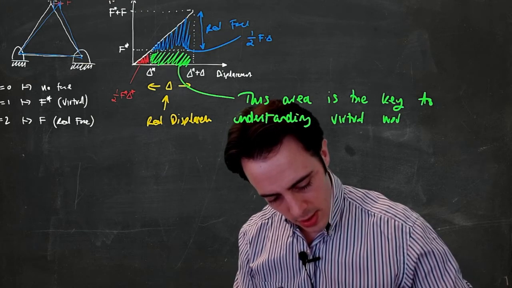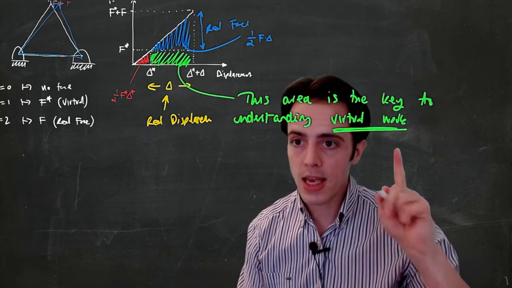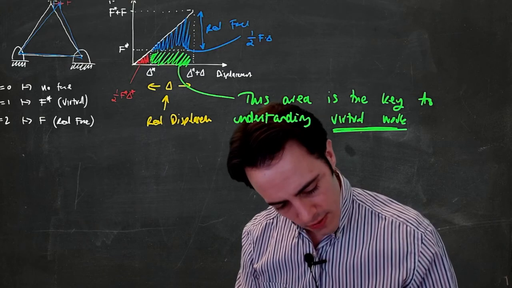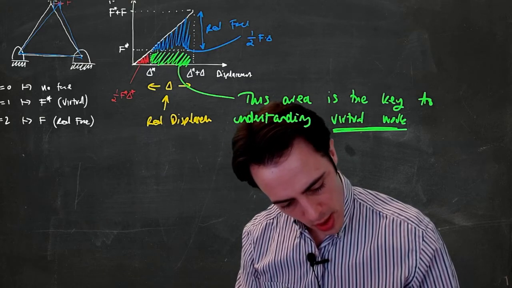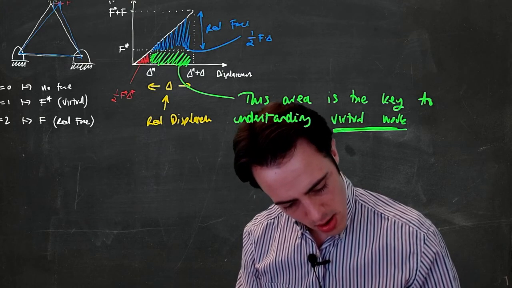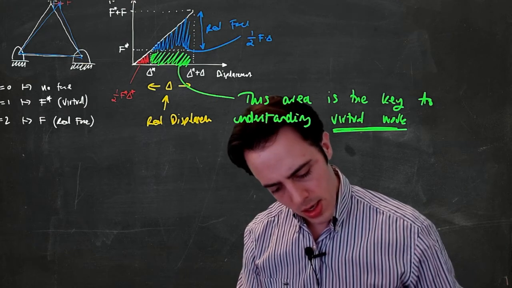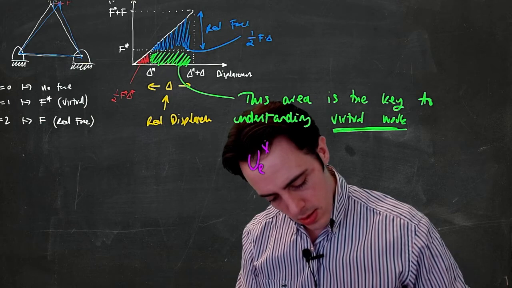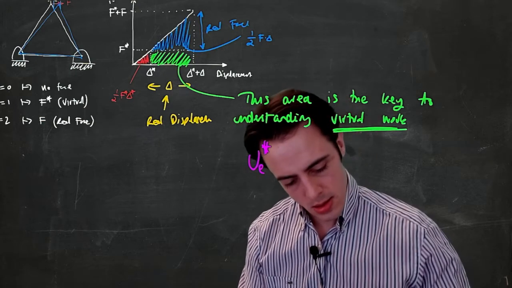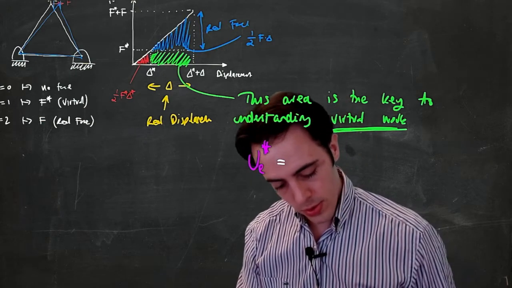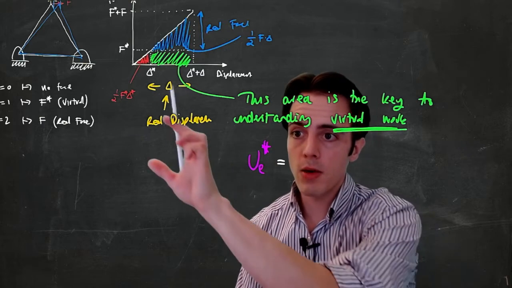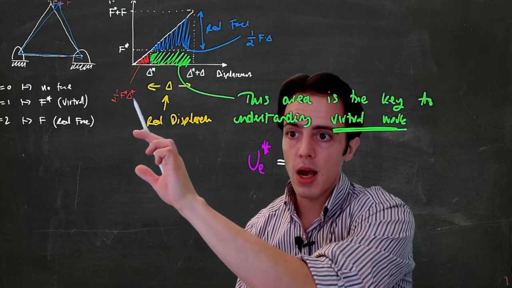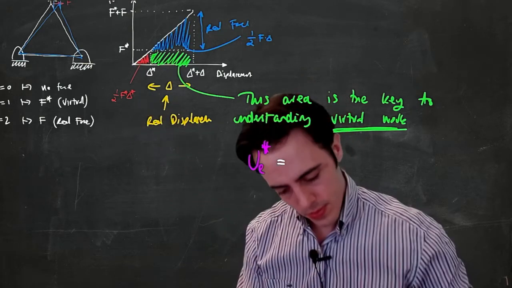I say it's the key to understanding virtual work. This area is the virtual work. So unfortunately I've used all of my colours. Let's see if I've got anything new I can use. Let's try, purple's a good colour. Okay, so our external virtual work is equal to, well, there's no half in it, it's equal to the real displacement multiplied by the virtual force.